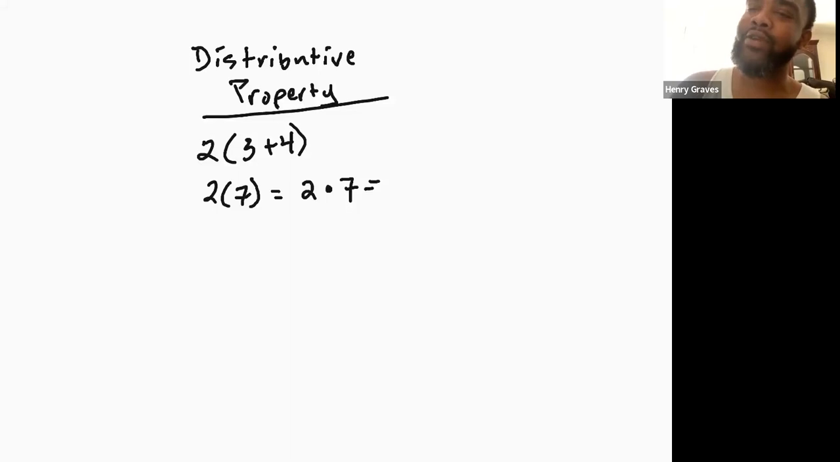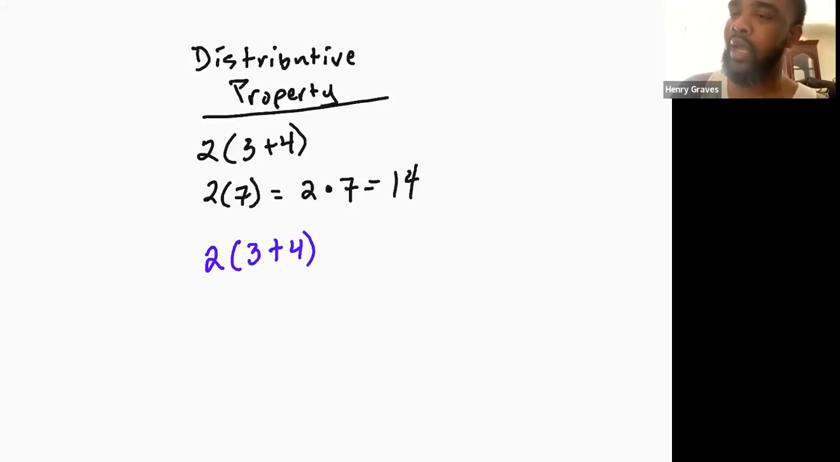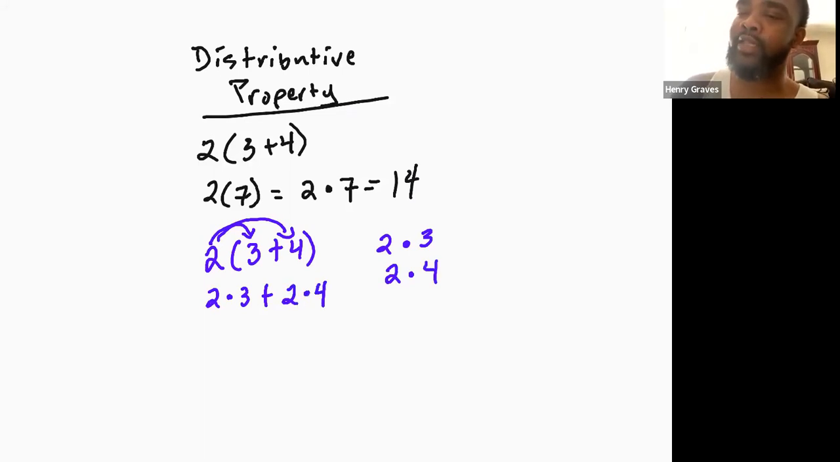So now, what if I say you can get the same answer doing it a little bit differently? By distributing here, I'm going to take the number on the outside and multiply it times what's on the inside. So I'm going to do 2 times 3, right? And then I'm going to do 2 times 4. I know 2 times 3 is 6, and 2 times 4 is 8. And 6 plus 8 is still 14. Look at that. You get the exact same answer either way.